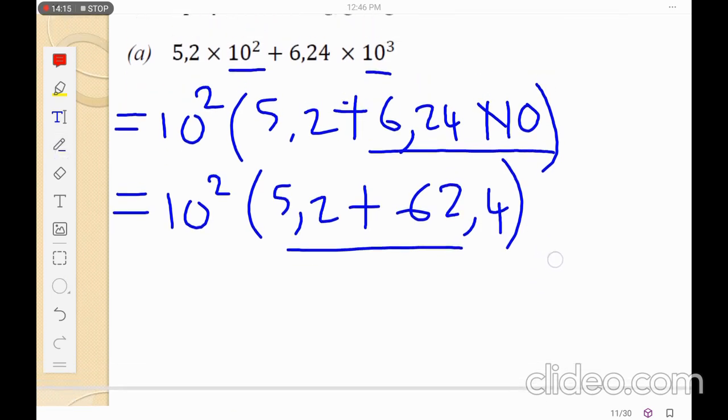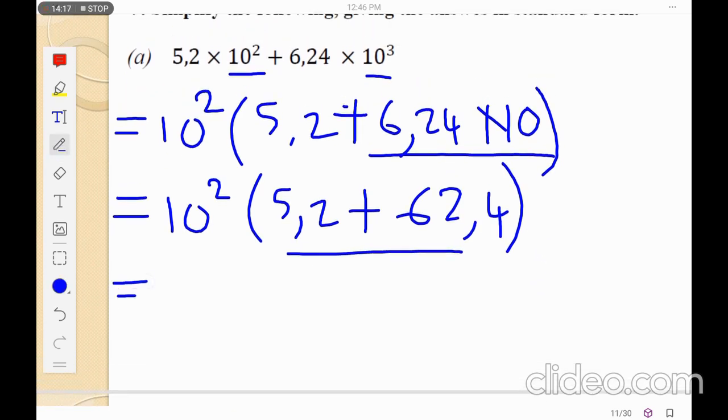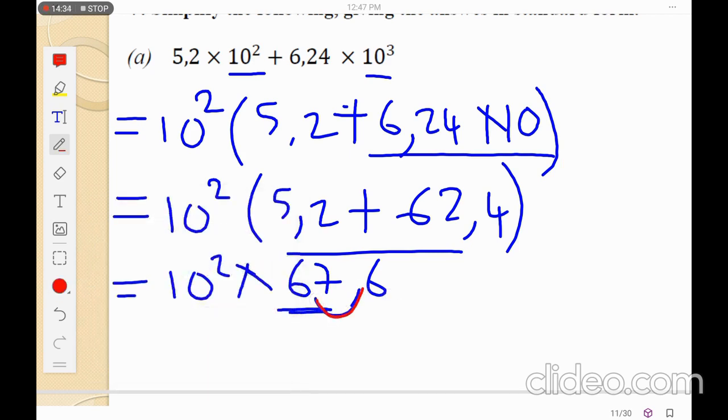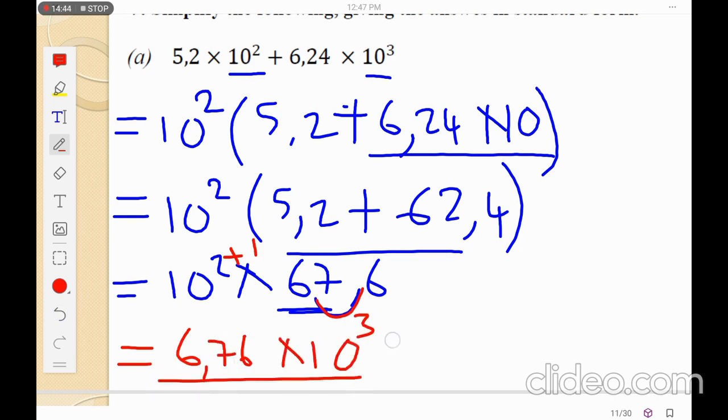Now I can add these two together. If I add those two together, I will get 10 to the power of 2 by 67.6. And here we don't have an A, which is our number 1 to 9. So I'll move my comma to that point. When I move it, it's going to be A plus 1 here. So it becomes 6.76 times 10 to the power of 3. This becomes the answer there.